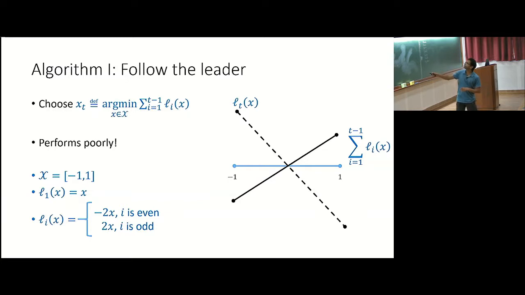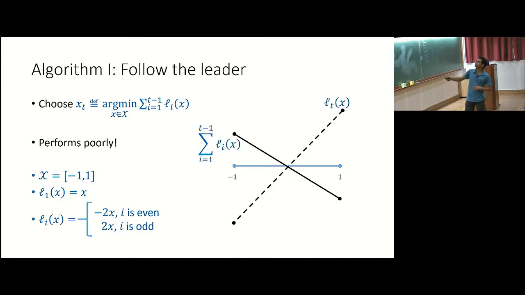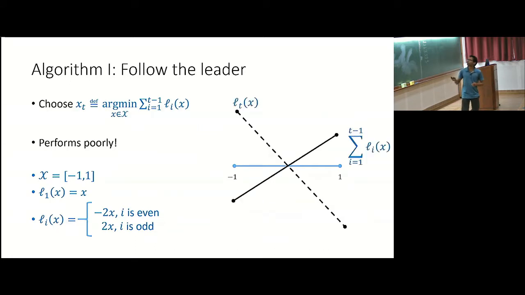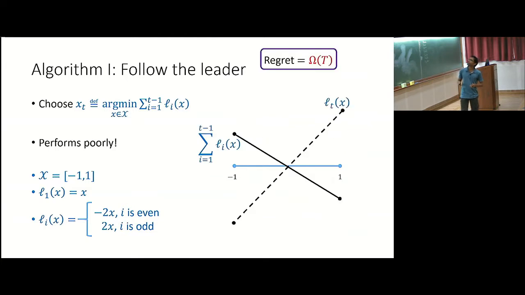This is the cumulative loss, right? When t is equal to 2, this would be the cumulative loss. So I'll pick -1 to be my minimizer, and the next time it turns out that this actually has the highest loss. And when I go to the next time step, the cumulative loss just reverses, and then I'll pick 1, and then it turns out that this has the highest loss. So this basically continues, and in this case, it's easy to show that the follow the leader algorithm has a regret of omega of t.